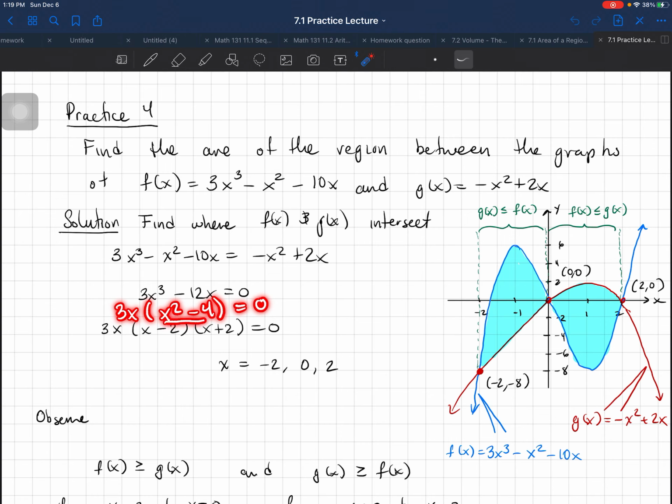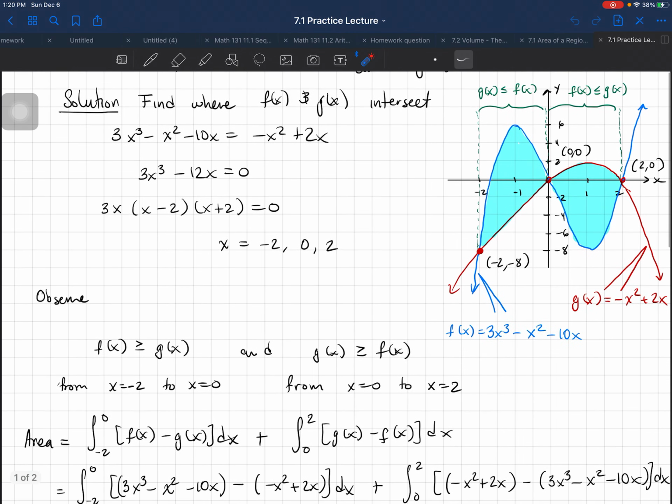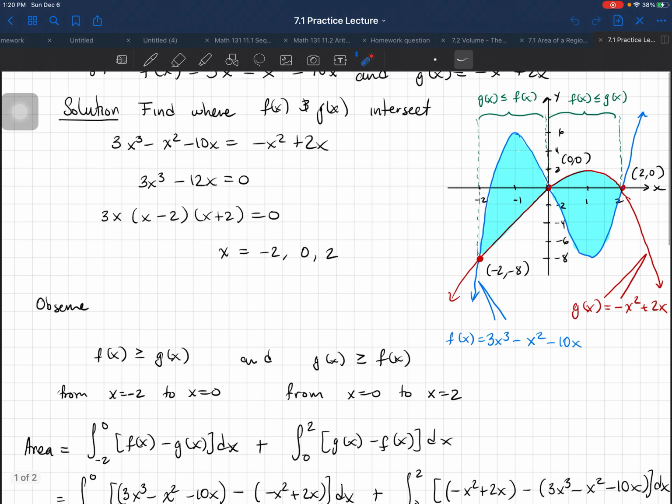We know that this is a difference of squares, so we can factor it as x minus 2 times x plus 2. Once we factor it, set equal to 0, we can use the zero factor property to find these three values. And there you go, we found the three values, and so that means that we have these three functions.